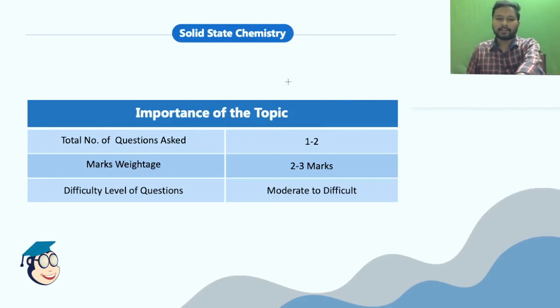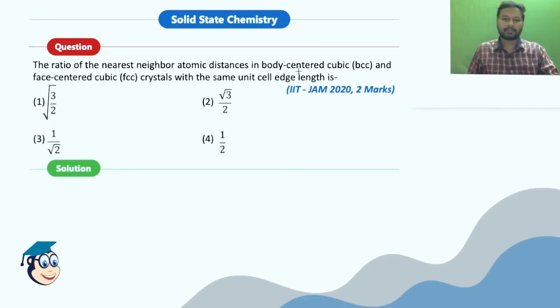All right, so let's take the first question which was asked in IIT JAM, actually it was asked in IIT JAM 2019, for 2 marks. It says that the ratio of nearest neighbor atomic distance in BCC and FCC cubic crystal with the same unit cell length is. Okay, so that's what they are asking. So basically you should know about BCC and you should know about FCC.